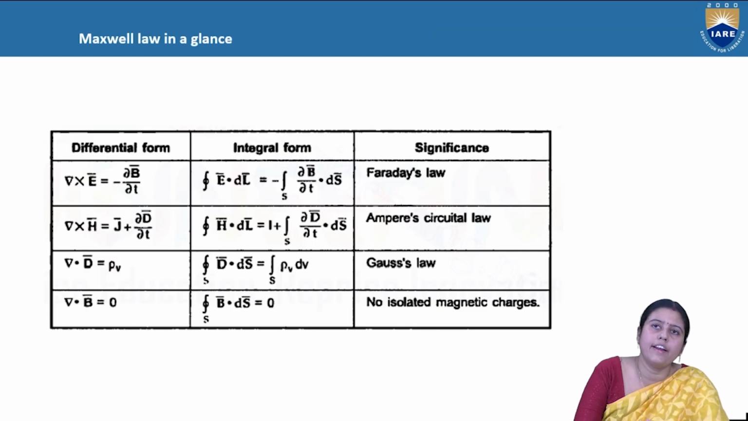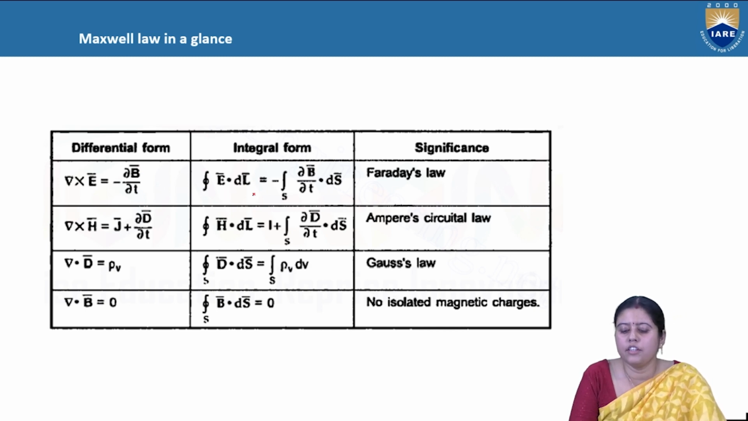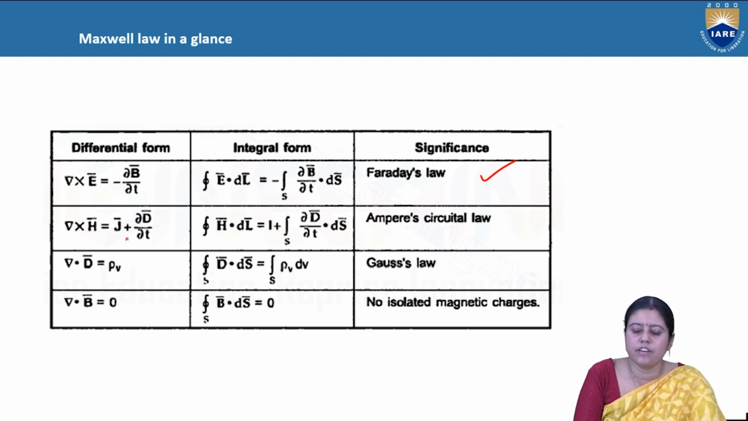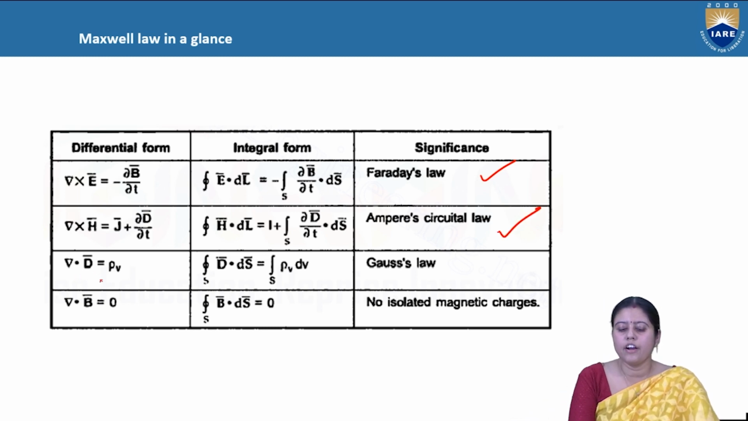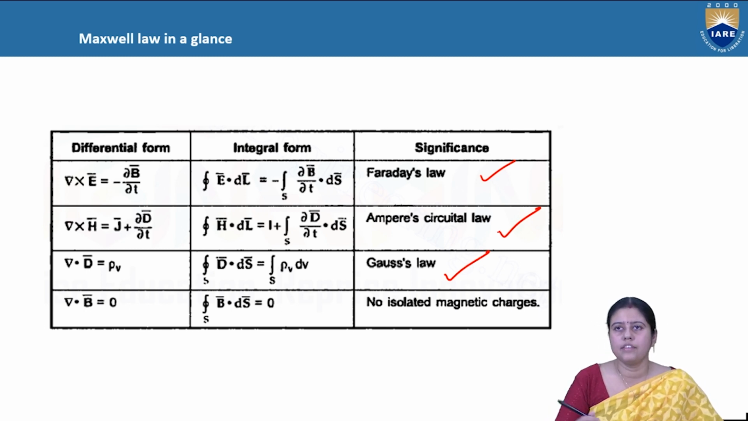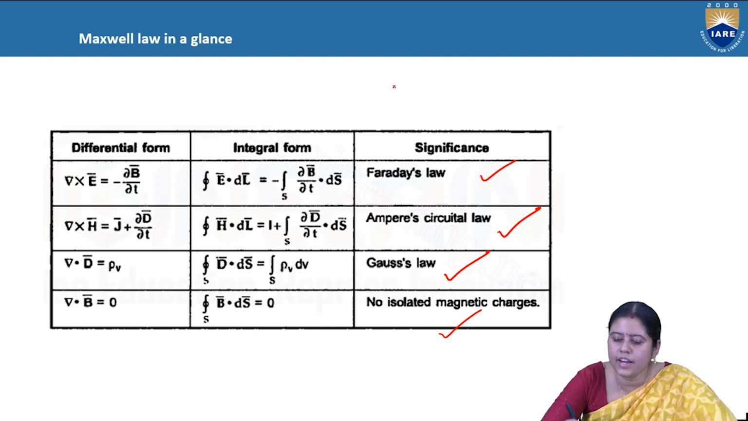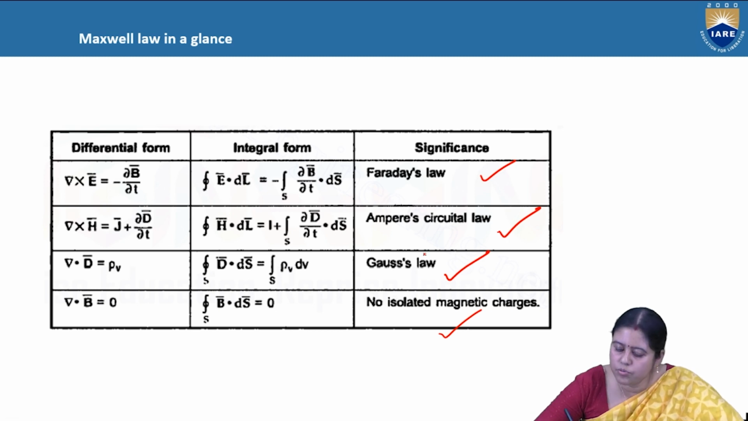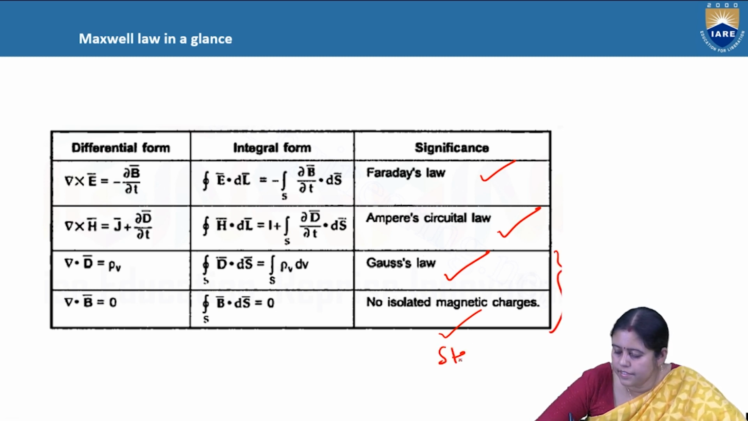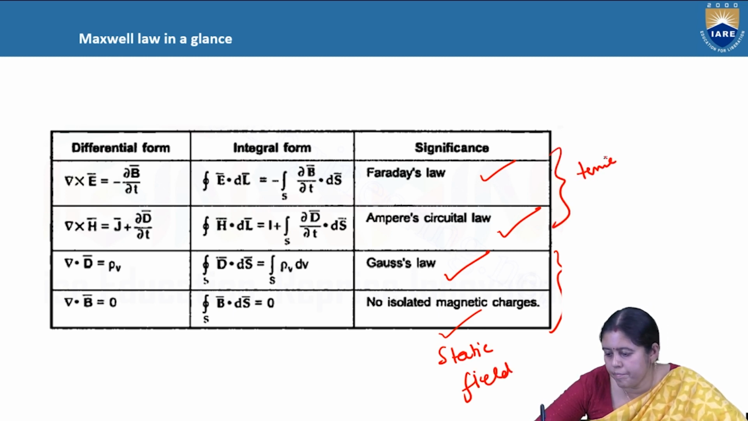So if we want to write it in one form, grad cross E is equal to minus del B by del T, which is E dot dl equal to minus del B by del T ds, the Faraday's law. Grad cross H is equal to J plus del D by del T. This is the modified Ampere circuital law. Grad dot D is equal to rho v is the modified Gauss law, and grad dot B is equal to 0. These two are for the static field, and these two are for the time varying field.